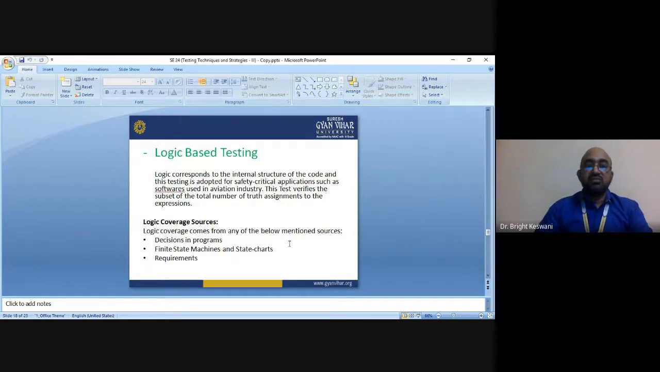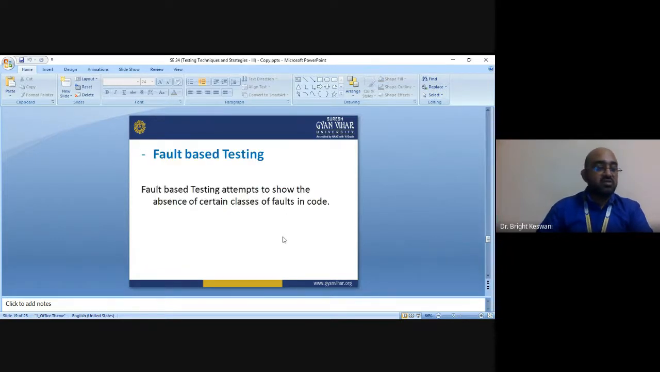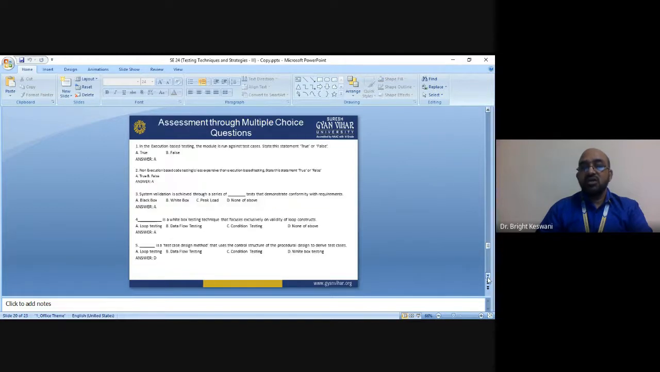We have discussed fault-based testing also here, that fault-based testing attempts to show the absence of certain class of faults in the code. Okay, this is all about this lecture.